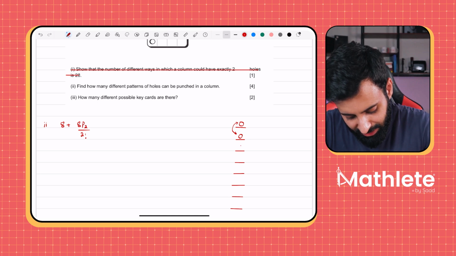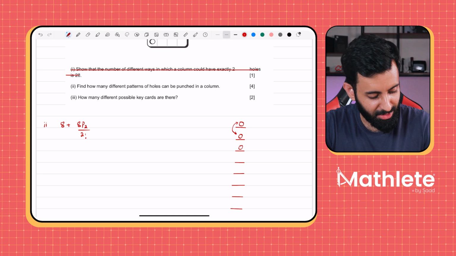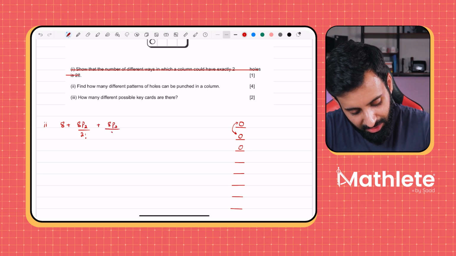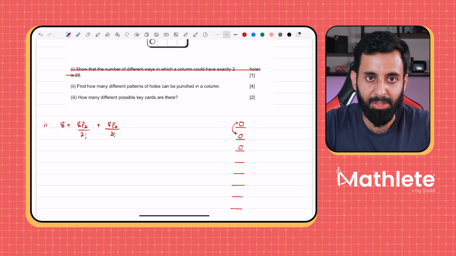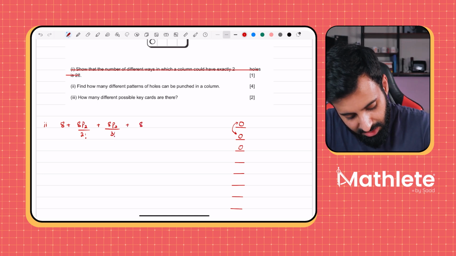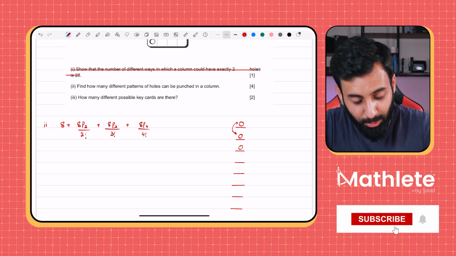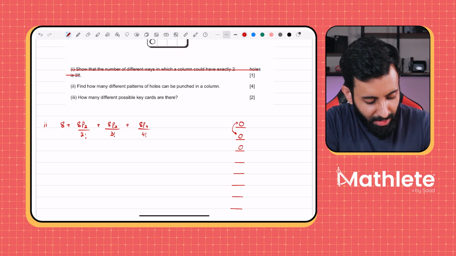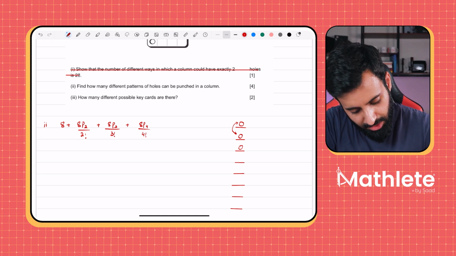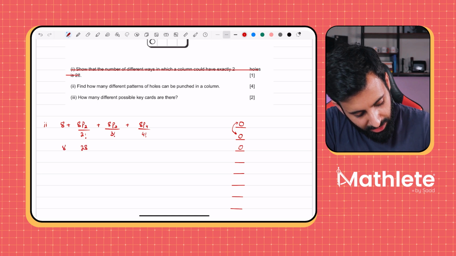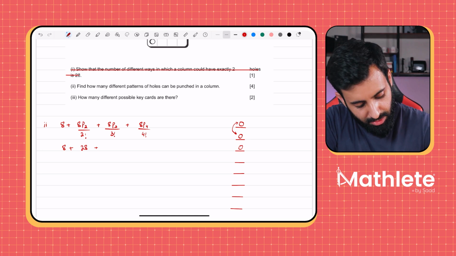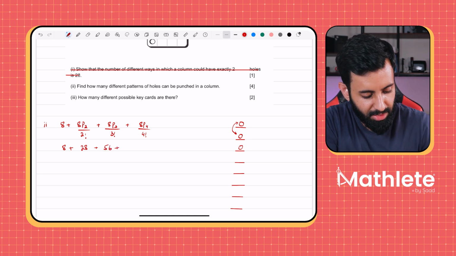Now, it is possible, as the question said, that you can have 3 holes per column as well. So that can be done 8p3 number of ways. And because we're talking about 3 identical holes, we will have to divide by 3 factorial. Another possibility is 8p4, and once again, because we're talking about 4 identical holes, we have to divide by 4 factorial as well. So how does this work? Let's find out. 8p2 divided by 2 factorial is equal to 28. So 8 plus 28 plus, let's find out 8p3 divided by 3 factorial, that's equal to 56. Now let's find this out. 8p4 divided by 4 factorial, so we have 70.